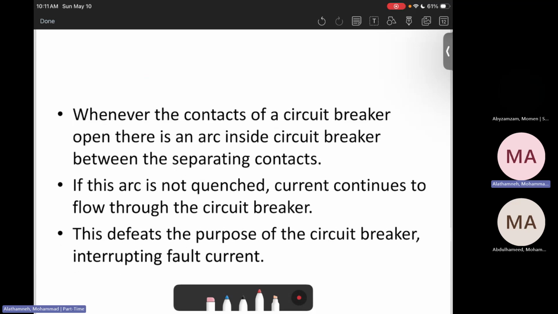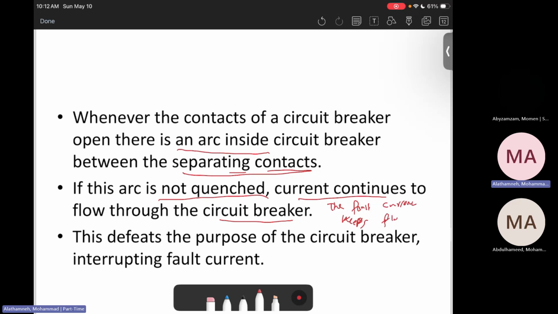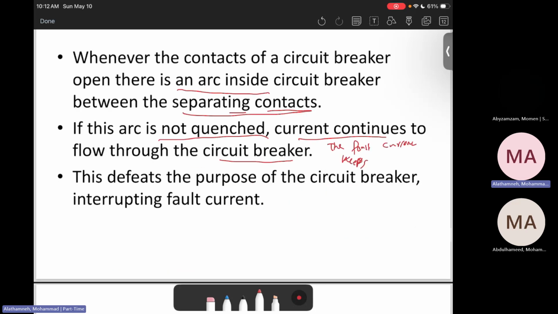Whenever the contact of the circuit breaker opens, there will be an arc inside between the contacts. If the arc is not extinguished, then the current continues through the circuit breaker, which means the fault current keeps flowing. By the way, the main reason for opening the circuit breaker is because there's a fault current. But if the fault current keeps flowing, which is a very big current, that can cause some damages, which defeats the purpose of the circuit breaker and causes some permanent damages.